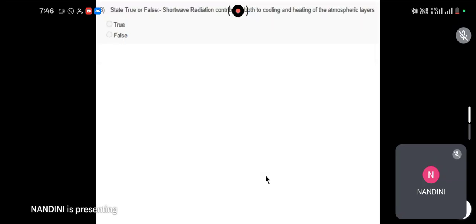Now the next question is, the shortwave radiation contributes to both cooling and heating of the atmospheric layers. So I just now told that the atmosphere is mostly transparent to the incoming solar radiation, and the solar radiation passes through the atmosphere without interacting with the atmospheric gases. So it doesn't contribute to both cooling and heating of the atmospheric layers. It is false.